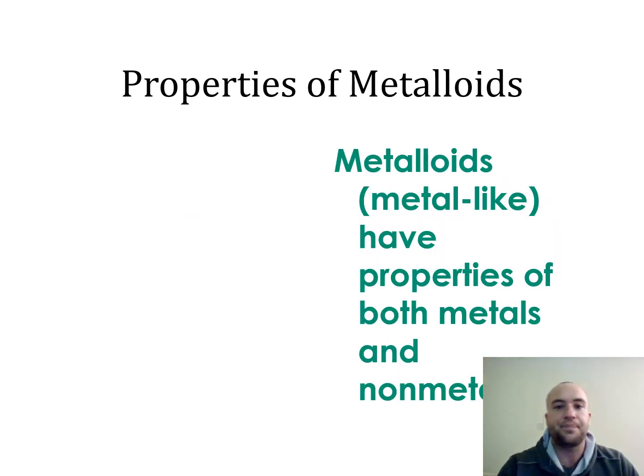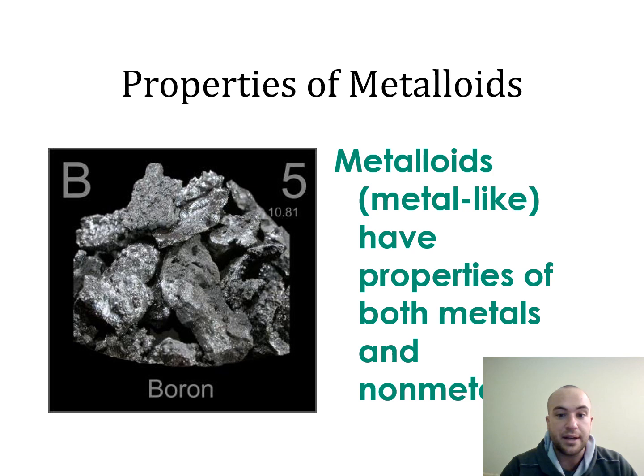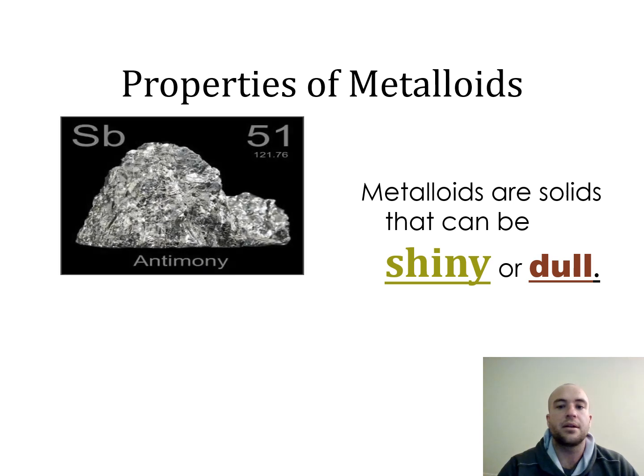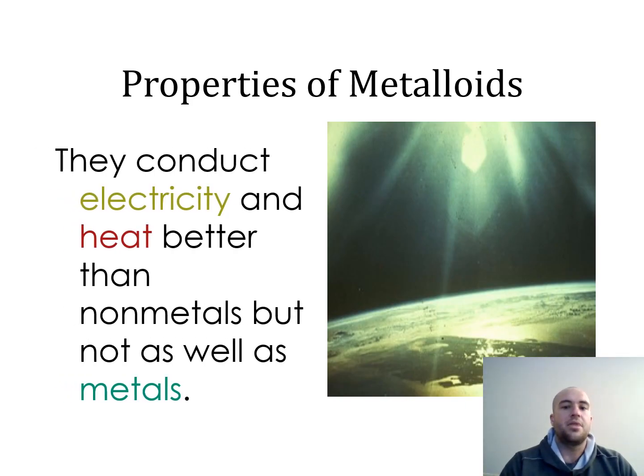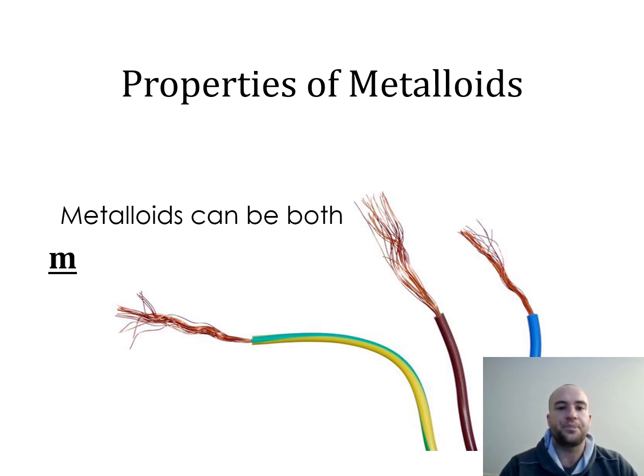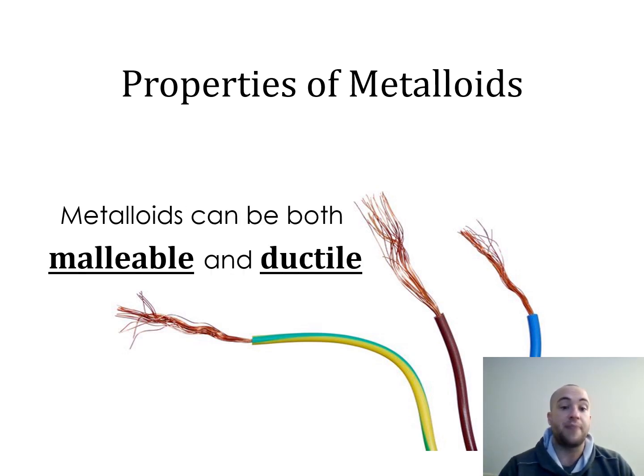I think it is a cool name. They have metal-like properties and also non-metal-like properties. Some are shiny, some are dull. So remember, if it's shiny, that word is luster today. That's a fun name to say. Antimony. They're going to conduct heat and electricity, but not as well as metal. So if you're thinking, hey, I want to make a wire, I'm going to choose a metal and not a metalloid. And they can also be both malleable and ductile.